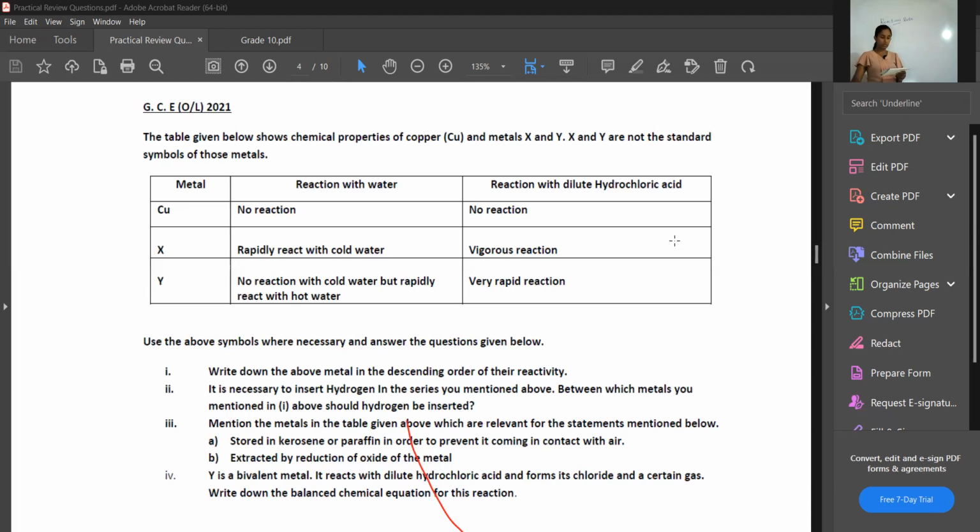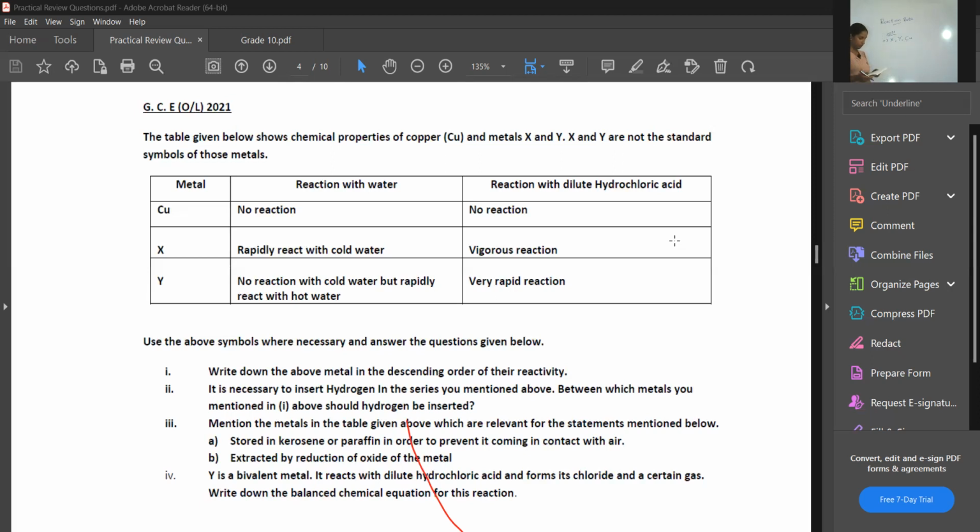Yes, descending order, no? Then the most reactive one is first. So X should be there. They asked to use the given symbols, right? So you cannot write sodium. So X is there first, right? This is a 2021 question. Part 1, descending order: X is there, then Y, then copper, right?